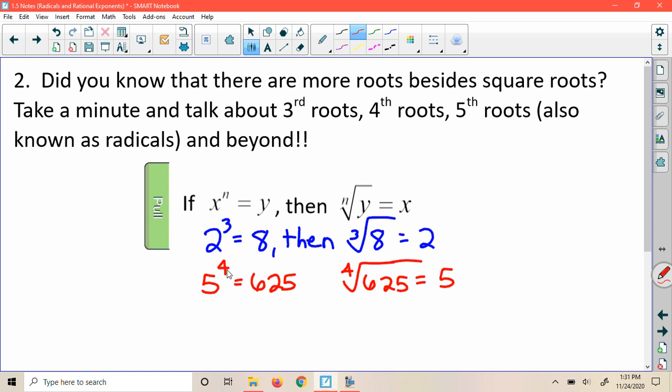Now all of a sudden I'm not feeling super confident in that. Is 5 to the 4th power really 625? Yep, I just checked it on my calculator.